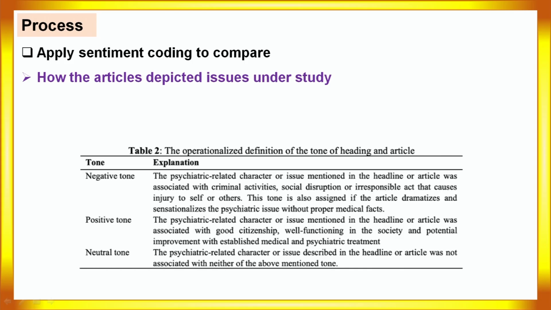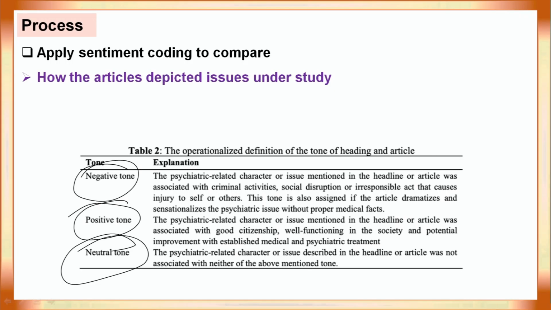In this particular research, they used three sentiment codes: one is the negative tone, another is the positive tone, and then the neutral tone. The negative tone is how mental illness was associated with antisocial activities or social disruption, or acts which cause injury to themselves or others.